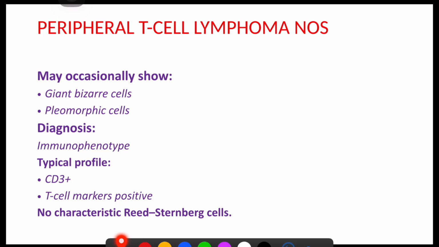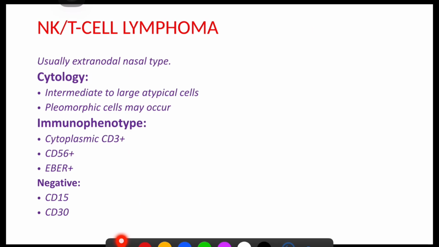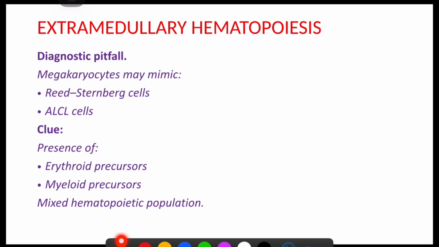Peripheral T cell lymphoma NOS type may show giant bizarre cells, pleomorphic cells. Diagnosis is by immunophenotype, CD3 positive and T cell marker positive, but they do not have Reed-Sternberg cells. Natural killer or T cell lymphoma, extranodal nasal type, has cytologically intermediate to large atypical cells, and pleomorphic cells may occur. On immunophenotype, we see CD3 cytoplasmic positivity, CD56 positive, EBER positive, but CD15 and CD30 negative.